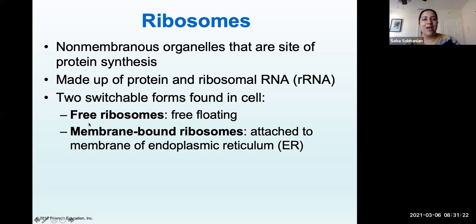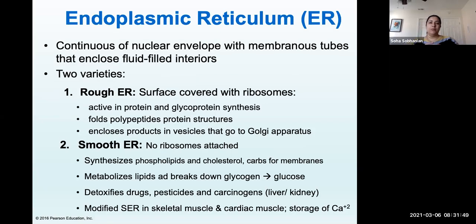They're free floating. If they are membrane-bound ribosomes, they have to be attached to your endoplasmic reticulum. And remember, if ribosomes are attached to your endoplasmic reticulum, or your ER, that makes your ER a rough ER, right? Because they make those bumps on the surface, which make the surface rough. So we have a rough ER and a smooth ER, and the only difference in terms of structure is that one has ribosomes attached, the other one doesn't have anything attached to it.